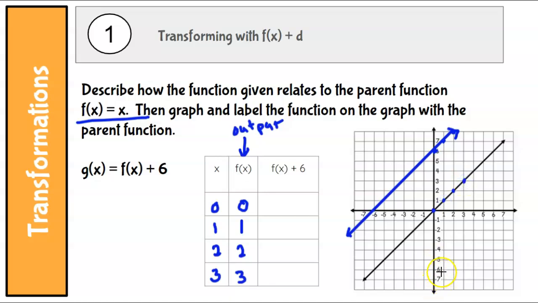You see? Now, what I'm going to do is add 6 to the output. So instead of being 0, 0, it's going to be 0, 6. Instead of being 1, 1, it's going to be 1, 7, because I'm going to add 6 to my outputs here. Add 6 to this would be 8. Add 6 to this would be 9. So 0, 6, 1, 7, 2, 8, 3, 9.